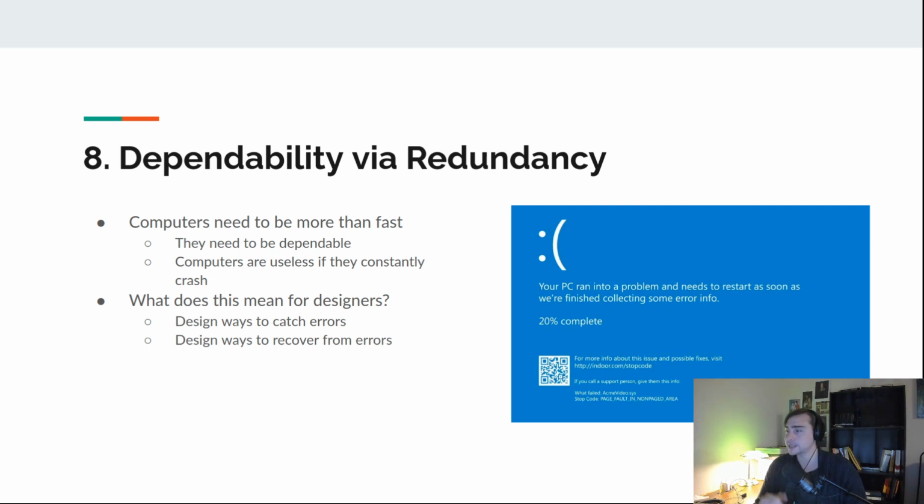Well, what happens if the computer on your satellite crashes? Suddenly, this idea of dependability and reliability becomes much more important. It's very difficult to do a quick replacement on a piece of hardware on a satellite than it is to, say, on your laptop. So what does this mean for designers? It means we need to design ways in hardware to catch errors. And if possible, we need to be able to design ways to recover from errors when they occur.